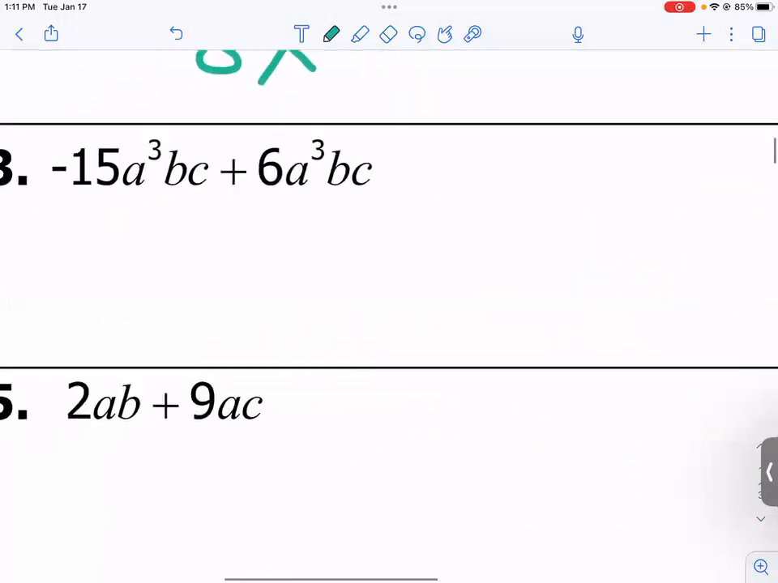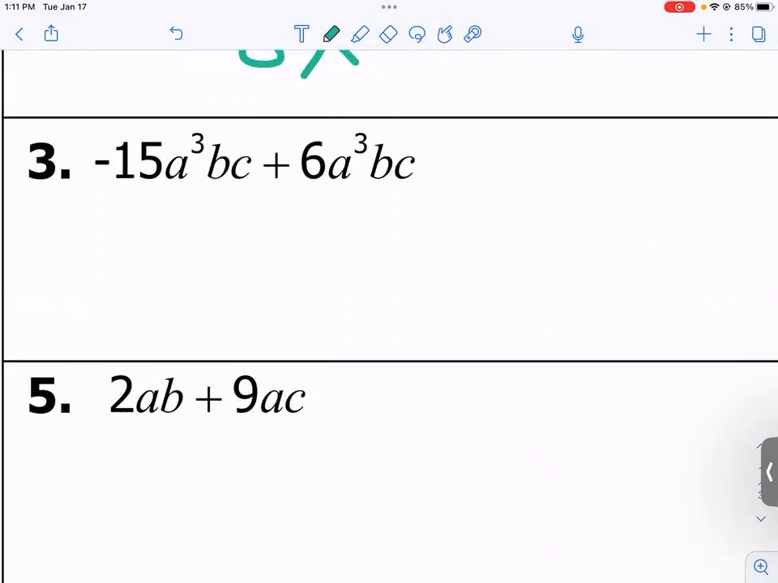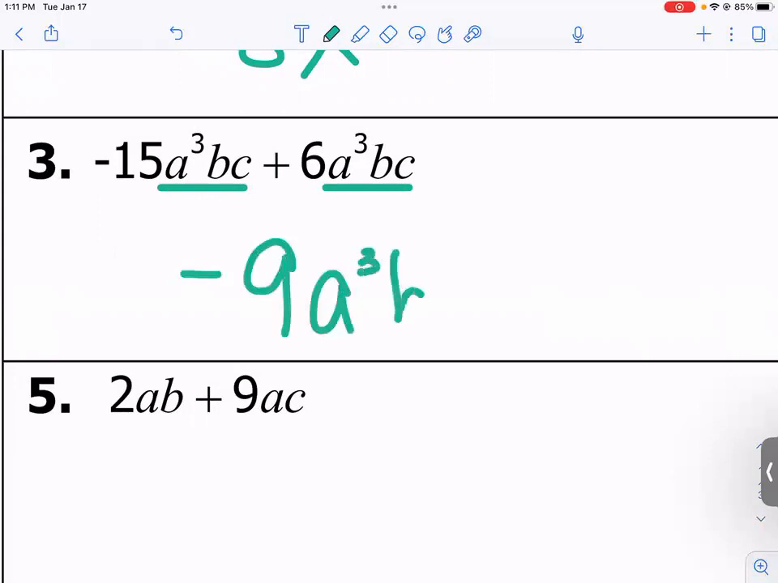Now, what if there's more than one letter? Oh no. Make sure the letters match. So do you see how this is a cubed BC? We can only combine it with another term that has a cubed BC. If it was a squared BC, those are not the same. The exponents have to match also. So -15 a cubed BC plus 6 a cubed BC, those are like terms. This would add together to be -9 a cubed BC.